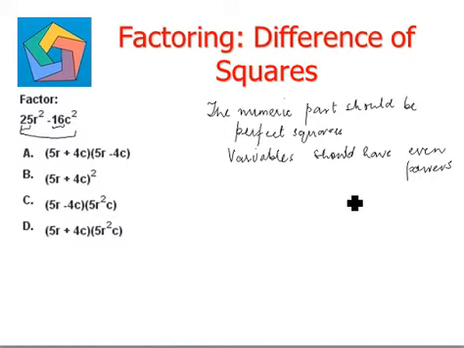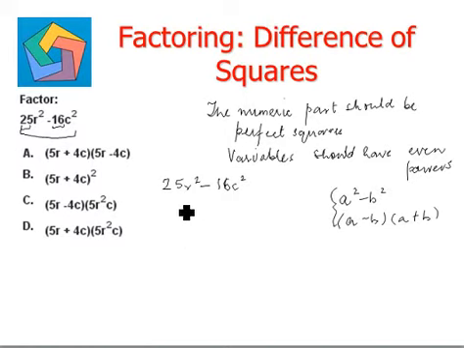So we've learned the formula a squared minus b squared is given by a minus b times a plus b. So using this formula we'll be solving our questions. So let's write down the first one. This is 25r squared minus 16c squared.